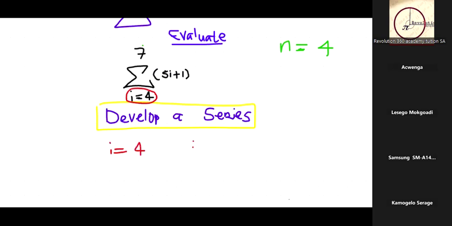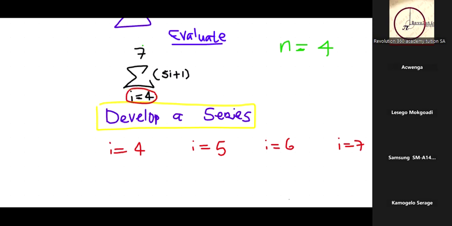How many terms, if I can ask you? 4. i equals 6, as well as i equals 7. These terms are going to be 4: 1, 2, 3, 4. So the reason I'm saying you develop a series, you always start here. Don't make a mistake. You always start at i equals 4. Don't start at i equals 1. There's no 1 here. You must always start at what you are given at the bottom of the sigma, i equals 4.